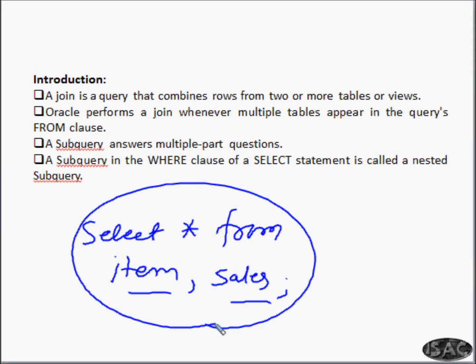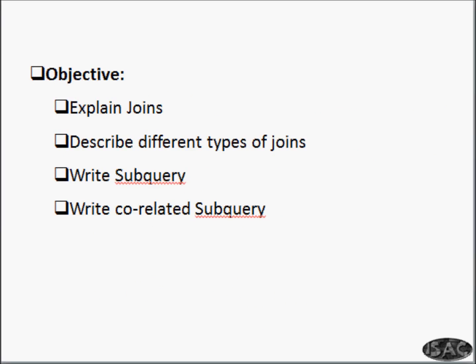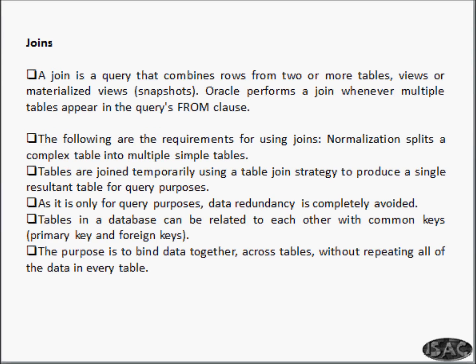Once we add a where clause and I say item.item_id equals sales.item_id, then it will display only the matching records from both tables. Then it is a restricted join, right? Natural join. A subquery answers multiple part questions. A subquery in the where clause of a select statement is called a nested subquery. So let us have more discussion on this. What is a join? What are the different types of joins and subquery? What is a correlated subquery? We'll talk about that.